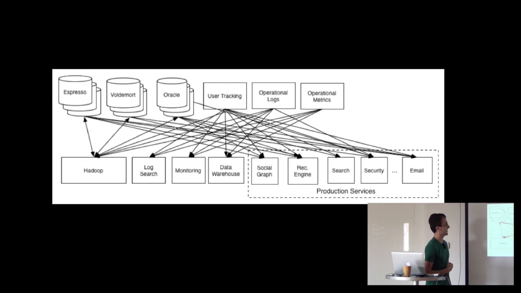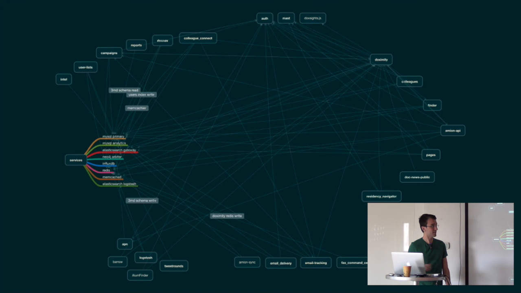This was their equivalent diagram. So if you can imagine, they have different data sources, like Espresso, Voldemort, Oracle are all data sources. They have services that use them, user tracking, operational logs, and then all that stuff goes in different places. So you can see how this would quickly become like a big O of N squared problem, where everything needs to talk to everything, so anytime you add a new service, you add a connection between that and every single other service. So that's kind of what we have going on here.